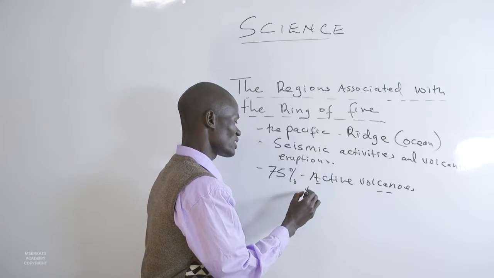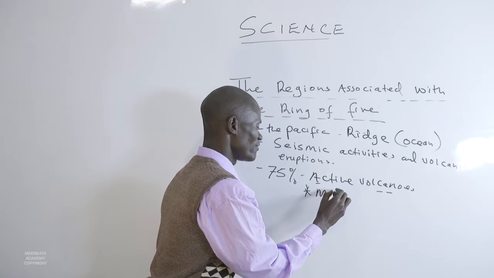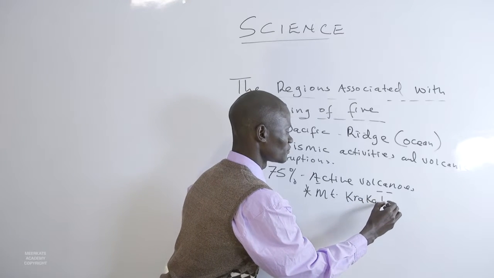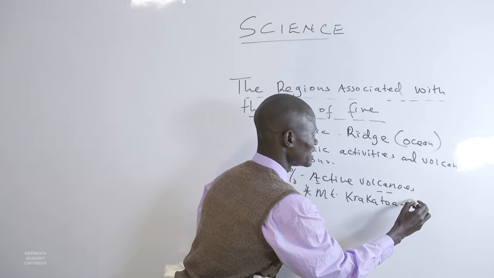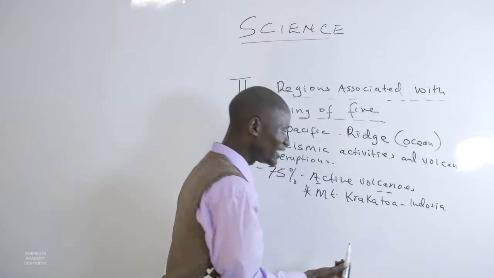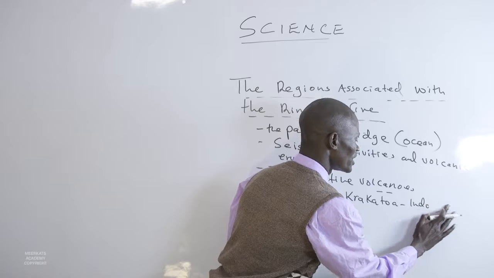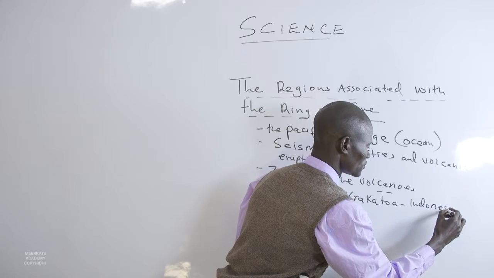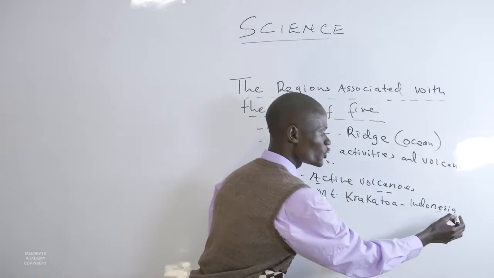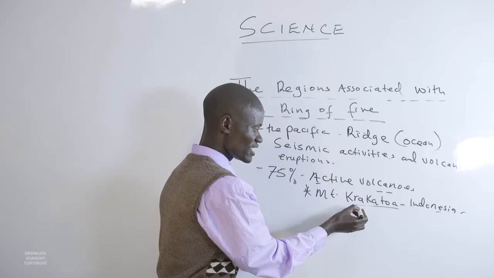Most active volcanoes in the world, for example, we can mention various mountains. I will help you. That is Mount Krakatoa, which is found in Indonesia. Where is this Indonesia found? Which ocean is it bordering? And is it very active?